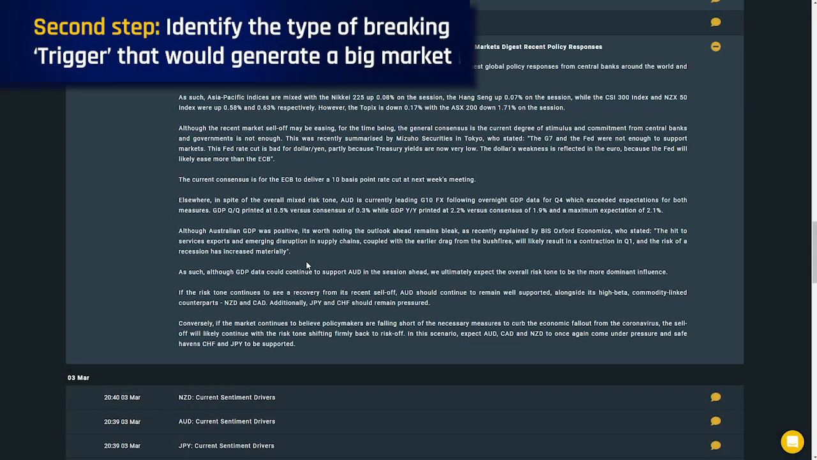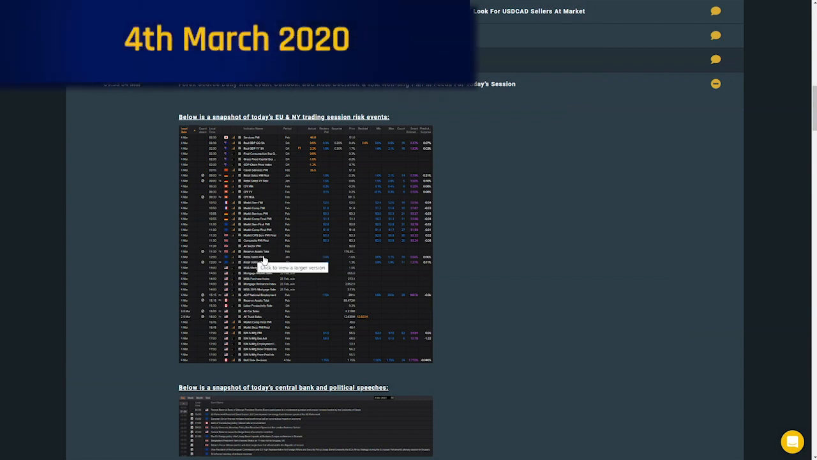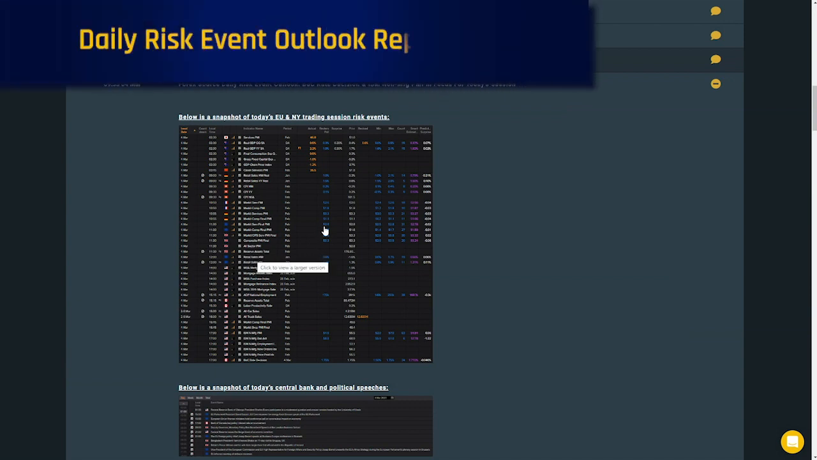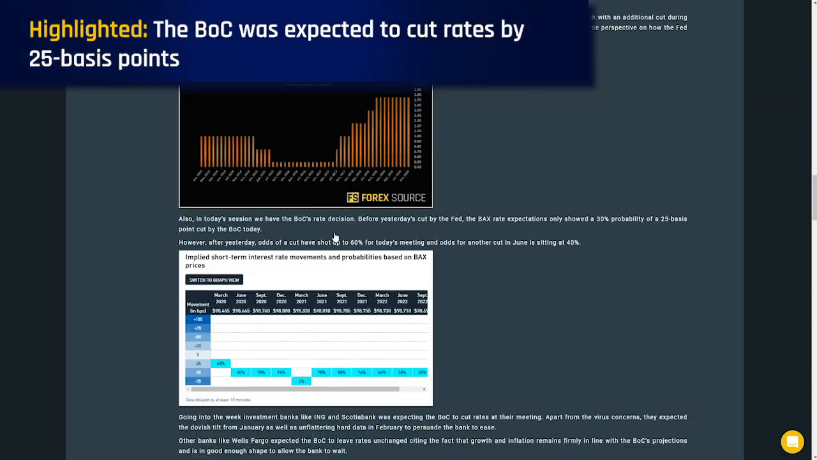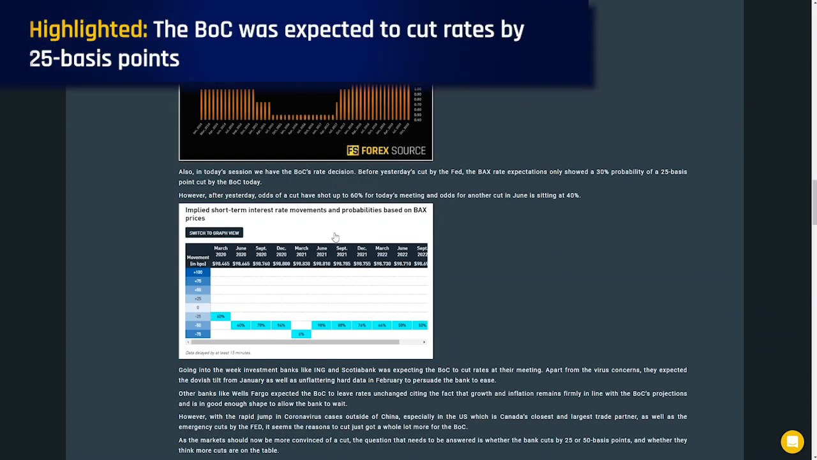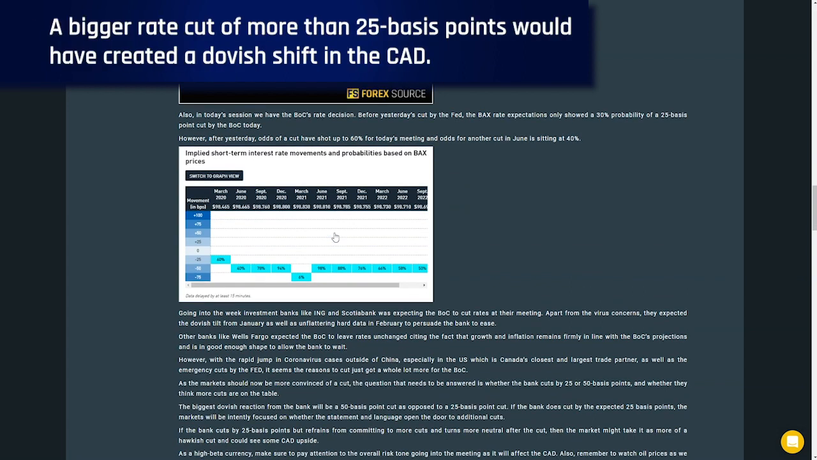Now, once the baseline was in place, the next step was to identify the type of breaking news that would generate the biggest market moving shift. So also in the terminal, on the 4th of March, we released our daily risk event outlook report, and in this report we highlighted that the BoC was expected to cut rates by 25 basis points, and we highlighted that a bigger rate cut of more than 25 basis points would have created a dovish shift in the CAD.